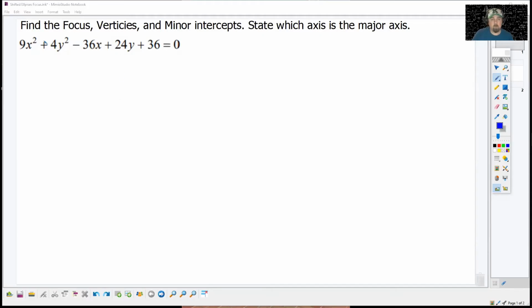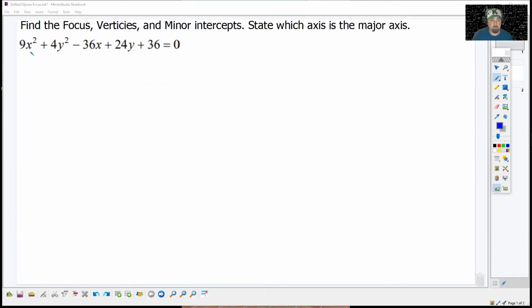All right, real quick review. We have an ellipse that's been shifted. It's in standard form. We want to find the foci, vertices, and minor intercepts, and figure out which axis is the major axis as well. To do that, we need to complete the square so we can find the transformations and then apply those to the points that we'll find.